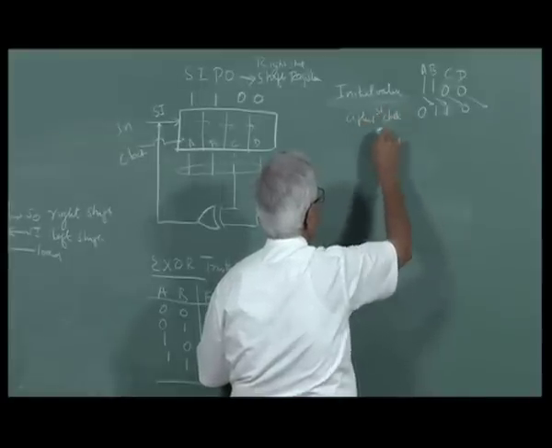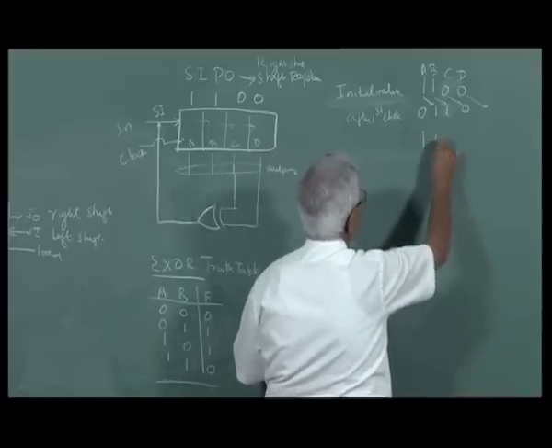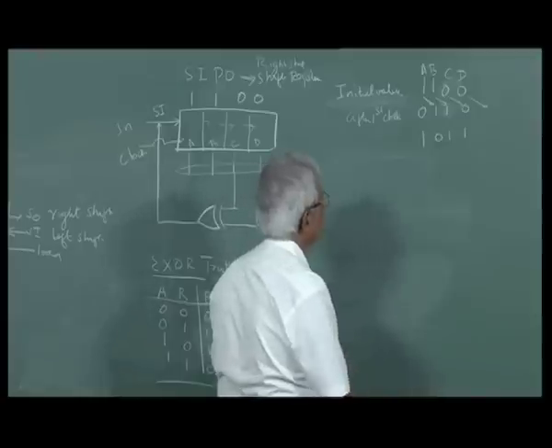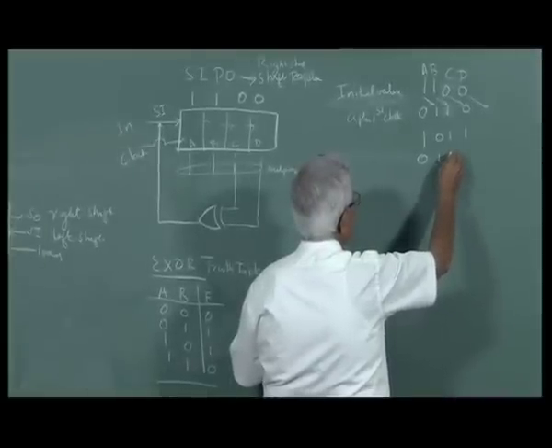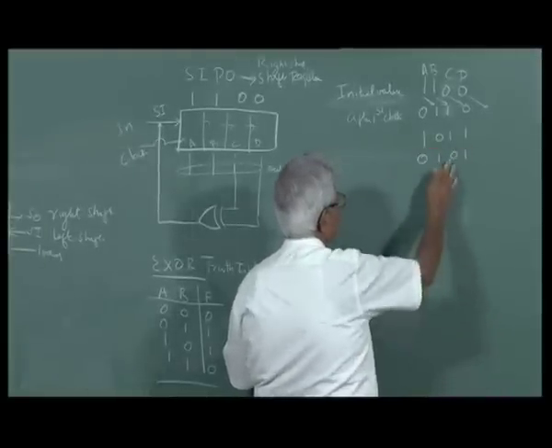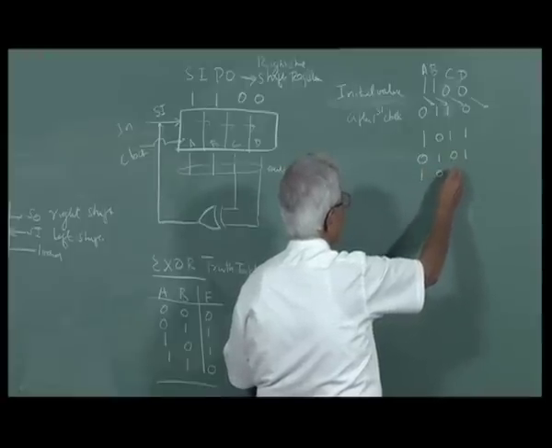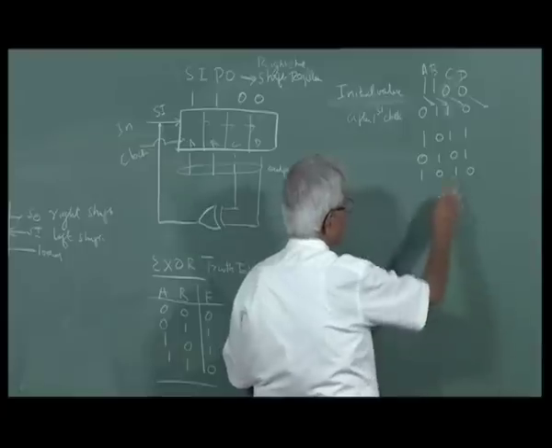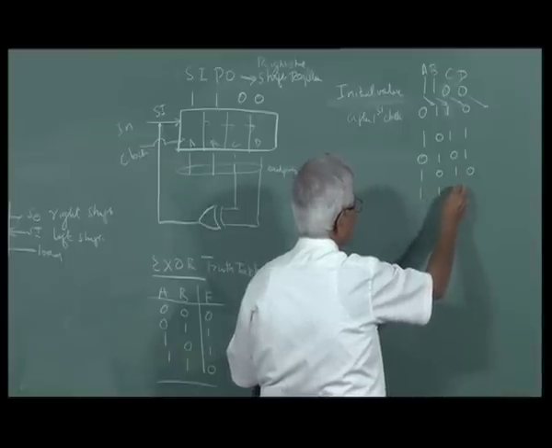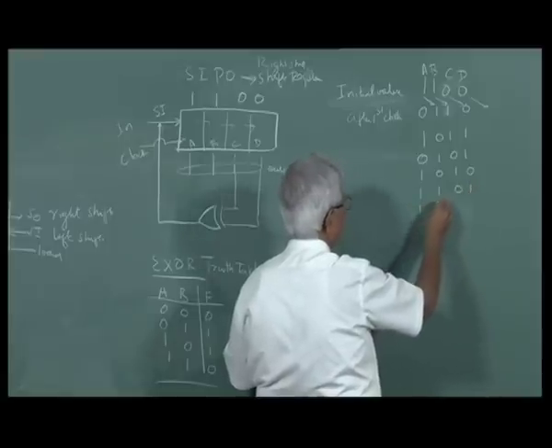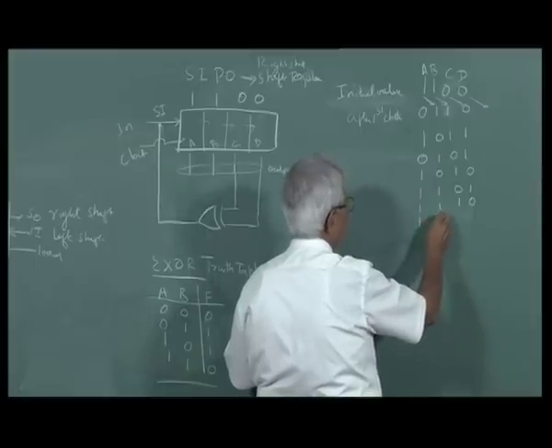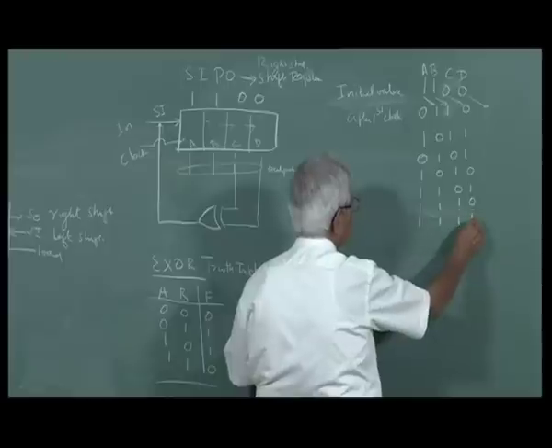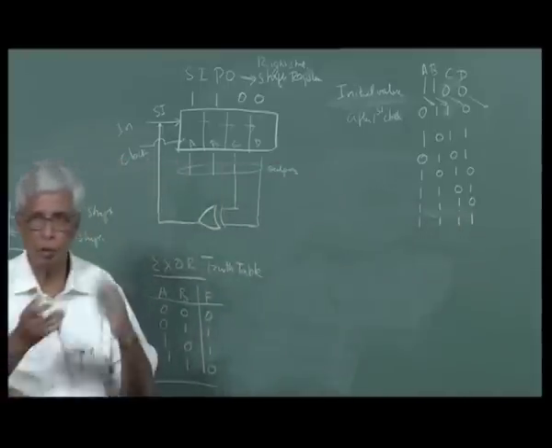After the second clock, this 1, 0 will become 1, 0, 1, 1. After this clock, it will become 0, 1, 0, 1. Next is again 1, 0, 1, 0. This becomes 1, 1, 1, 0, 1, and then 1, 1, 1, 0, and it keeps on going. Every time a new pattern is coming.